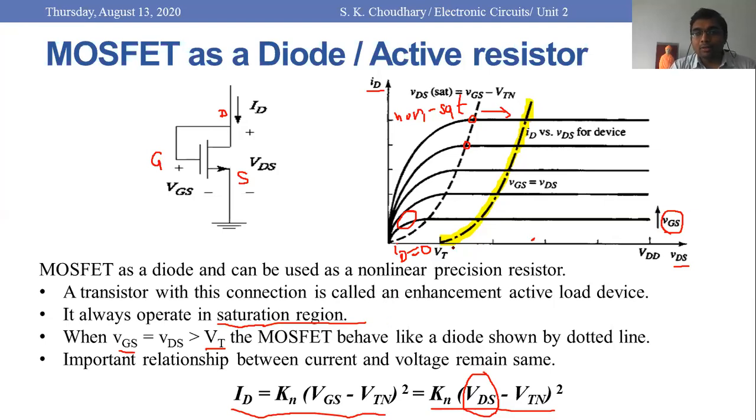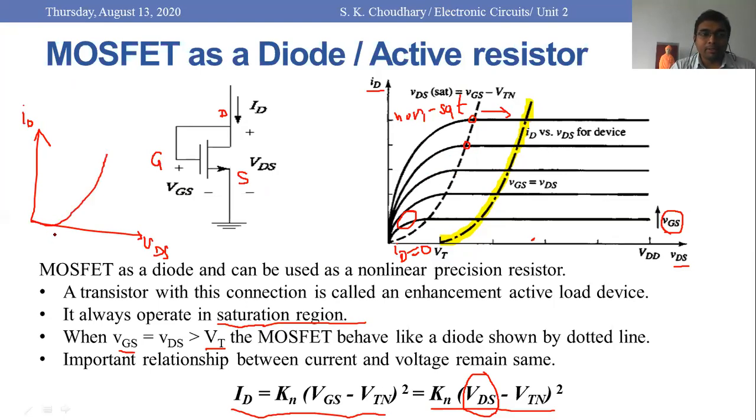So this is your new ID-VDS characteristics. So if you omit this previous diagram, your ID-VDS characteristics is like that. It is just like a diode. Okay, so it would be like this. If anyone has any confusion with that diagram, you can draw it like this. This is your ID-VDS characteristics.